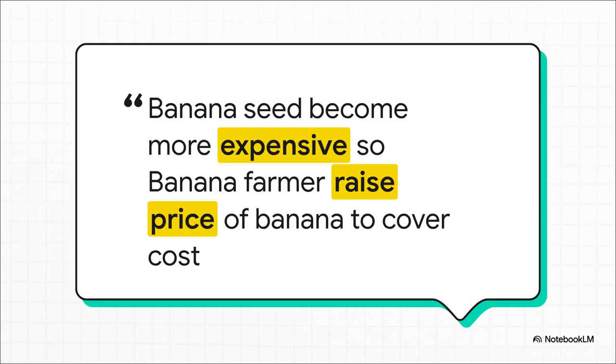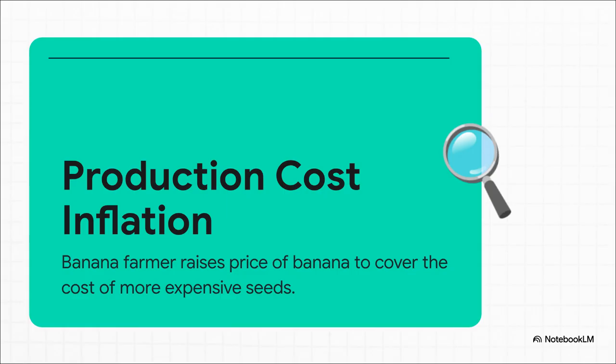When the farmer goes out to buy what they need to plant those new trees, they hit a snag. Because every farmer is suddenly trying to plant more trees, banana seeds are way more expensive now. The farmer is taking on these heavier costs just to keep operating. So what do they do? Well, they make a simple, necessary calculation. Since the seeds cost more, they have to raise the price of the actual bananas just to cover their own expenses.